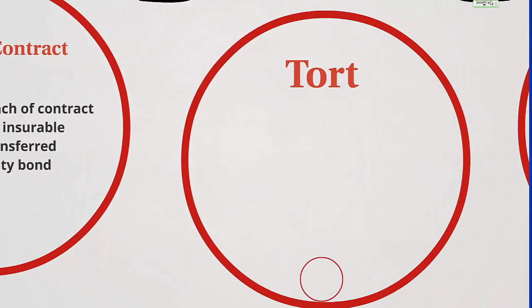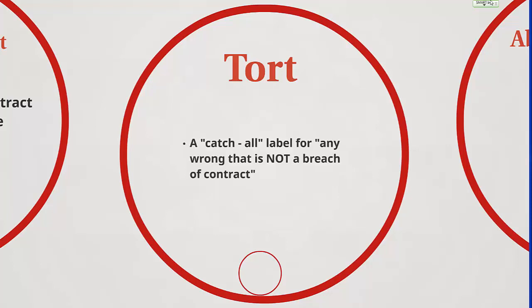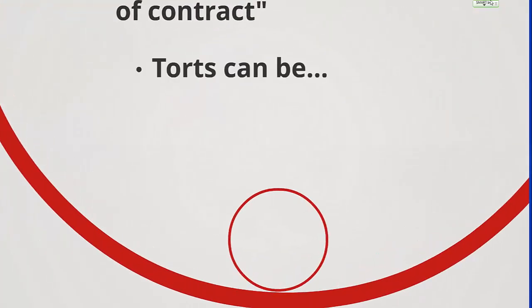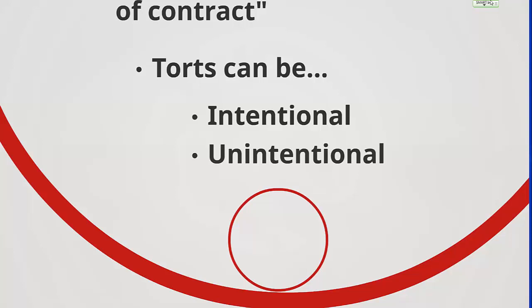course. Next, a tort. The term tort is a catch-all. It's a catch-all label for any wrong that is not a breach of contract. There are intentional and unintentional torts. We'll talk about both of those in just a moment.